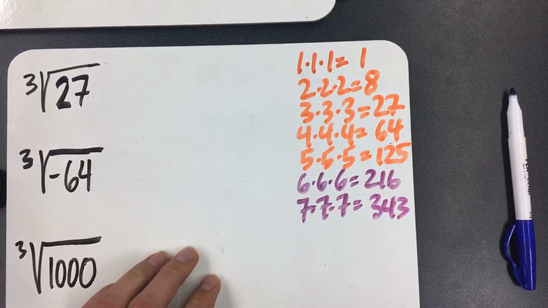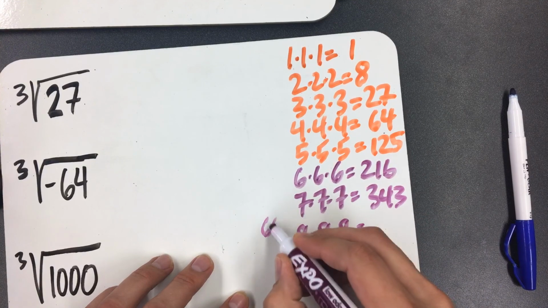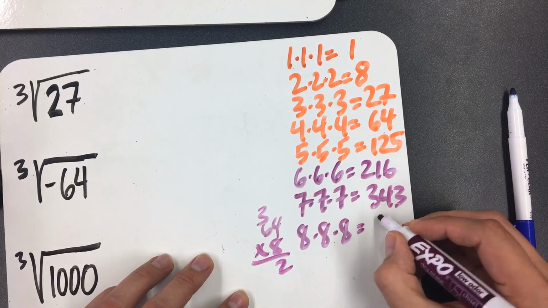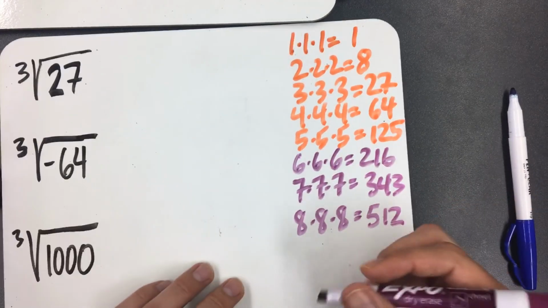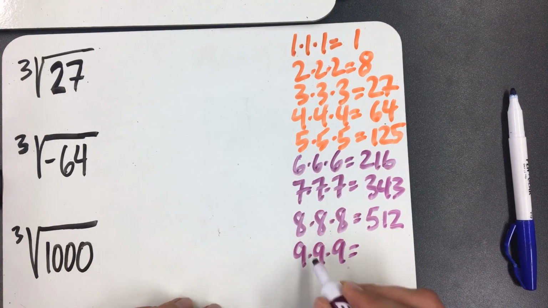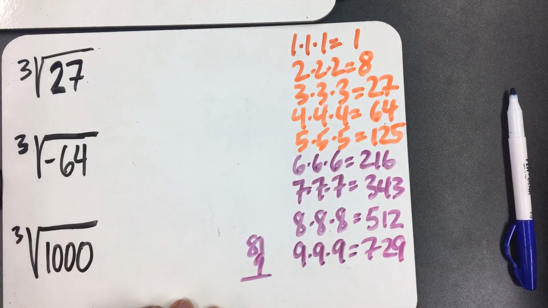And this is what you might have to do. You might have to do 8 times 8 times 8. Okay, that's 64. 8 times 8 is 64. 64 times 8. It's okay to do this if you have to, right? Don't feel embarrassed. I'm the teacher of the class. I've been doing this for a long time. And sometimes I even need to do this. That's 81. 81 times 9 is 729.